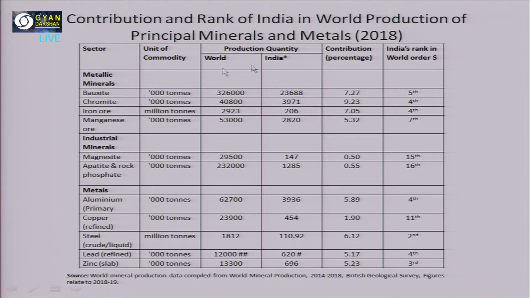Now in this table you can see the contribution and rank of India in the world production of principal minerals and metals. Like you can see bauxite. In terms of bauxite, India has 5th rank in the world order. In terms of chromite, it is the 4th largest producer. Iron ore, 4th largest producer. Manganese ore, 7th largest producer. Then other important metals like aluminium, also 4th largest. Copper, it is 11th. Steel, I mean crude or liquid steel, it is the 2nd largest producer. Lead is 4th, and zinc slab is the third largest, and the figures are related to 2018-19.